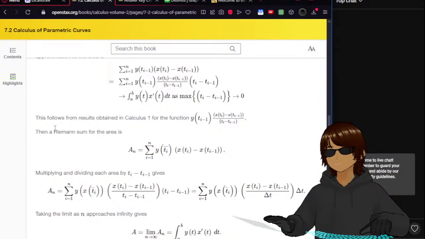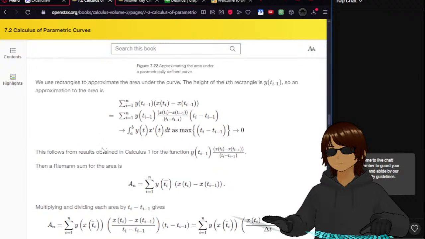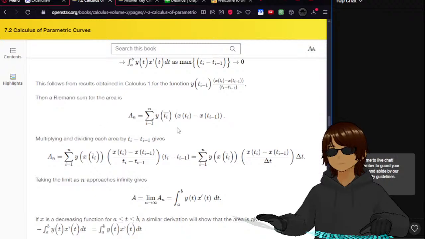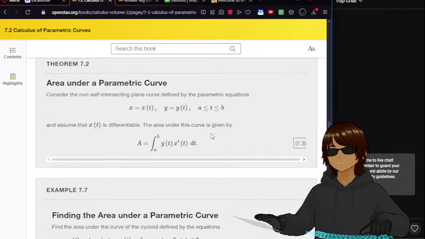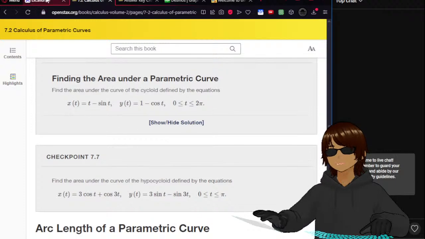Okay, I think I can understand. This follows from results obtained in calculus 1 for the function. Okay, the Riemann sum, the area is this y(t) and the derivative of x with respect to t times dt. So this is the area under the curve. Okay, let's try.